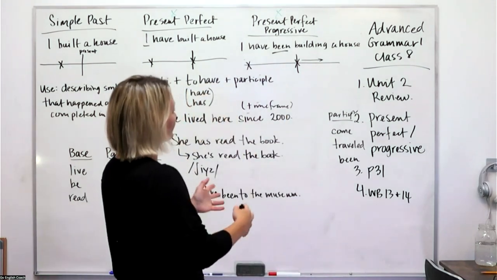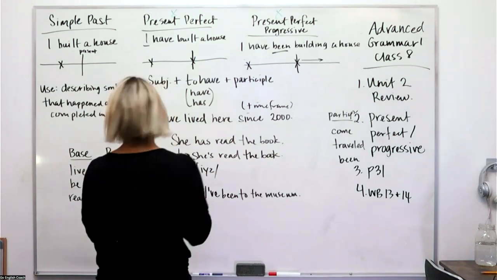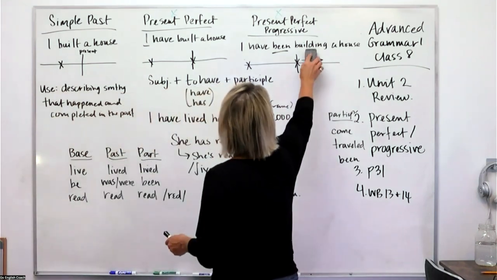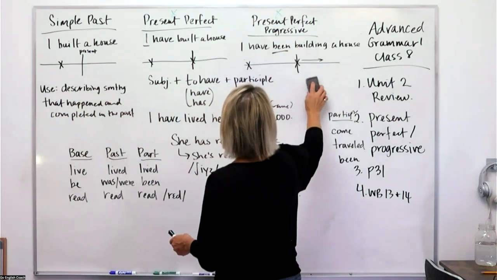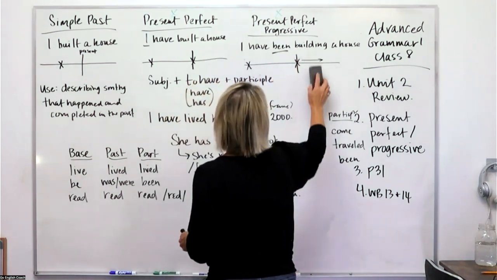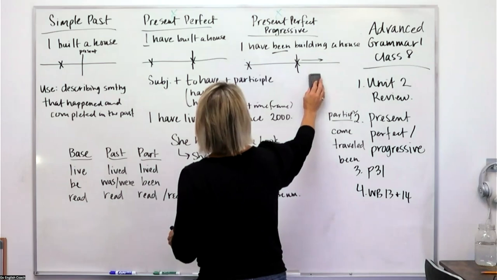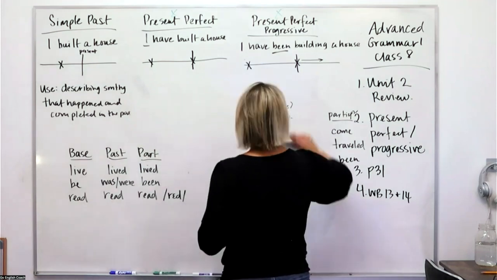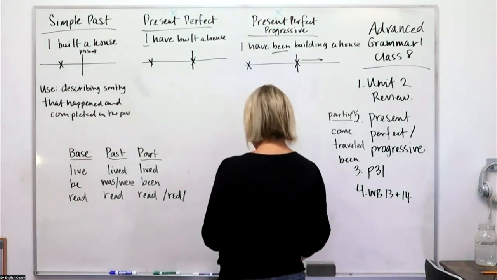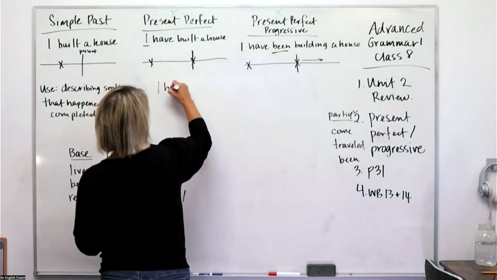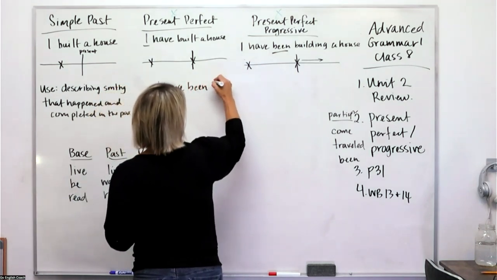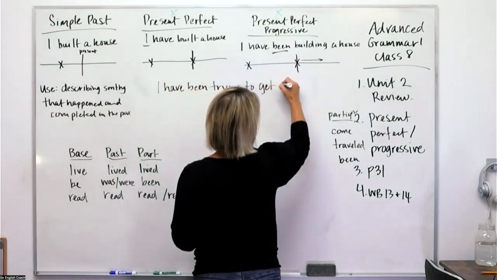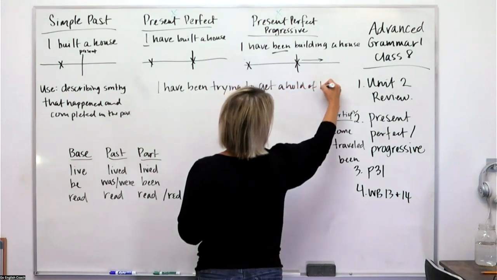So I have been, and then let's see. To use the present perfect progressive, you use have been, and then another form of the verb. So let's see. Everybody's got all of this. Let's just keep that there. I have been trying to get a hold of him.